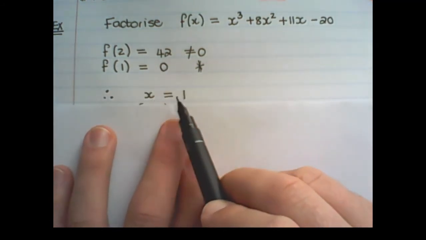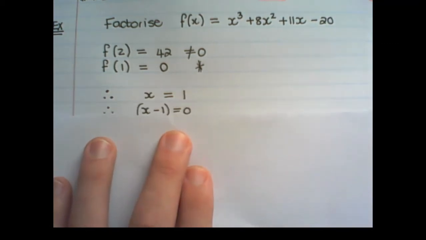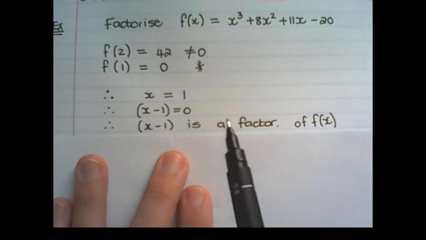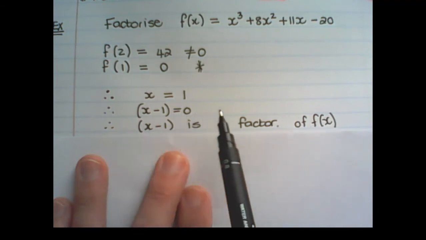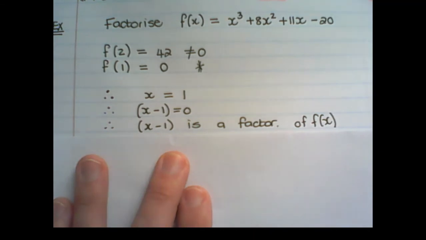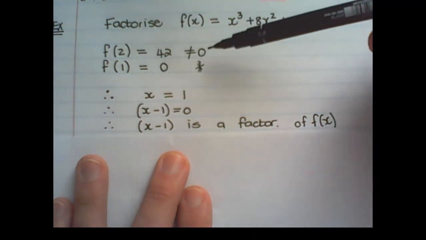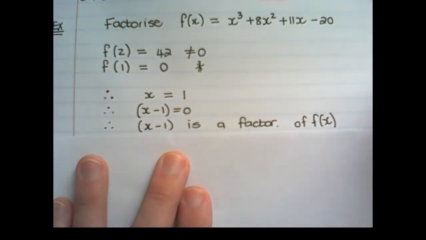So x was equal to 1, and we have to reverse what we did for the remainder theorem. So x minus 1 is equal to 0. Therefore, x minus 1 is a factor of f(x). And you want to show this part as part of your solution. You don't have to show the calculation when you substitute. I recommend that you show which values you have tested.